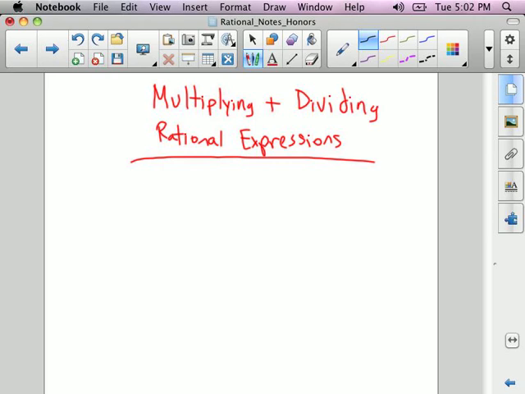Now, before we do this, I always like to start out by showing you a problem with numbers. Let's say we had something like 3 over 4 times 5 over 3. If you're multiplying fractions like normal, all you do is multiply your top numbers and multiply the bottom. You just go straight across. 3 times 5 makes it 15, and 4 times 3 makes it 12. From there you can reduce it, and you end up with 5 over 4. Not too crazy of a problem.